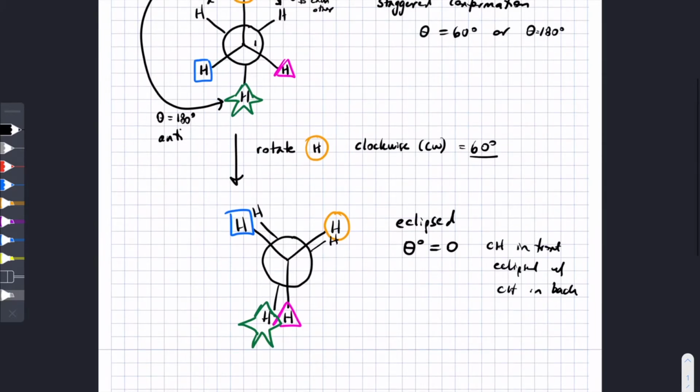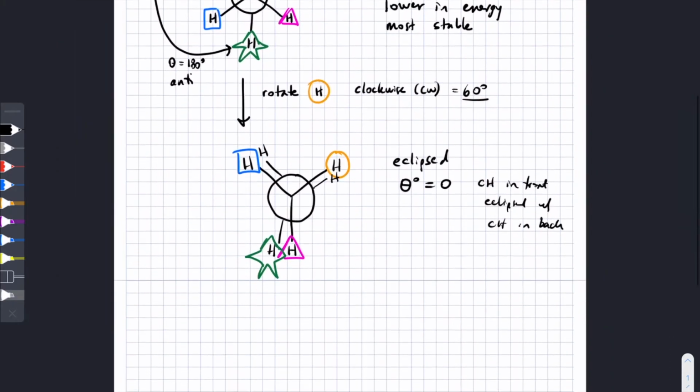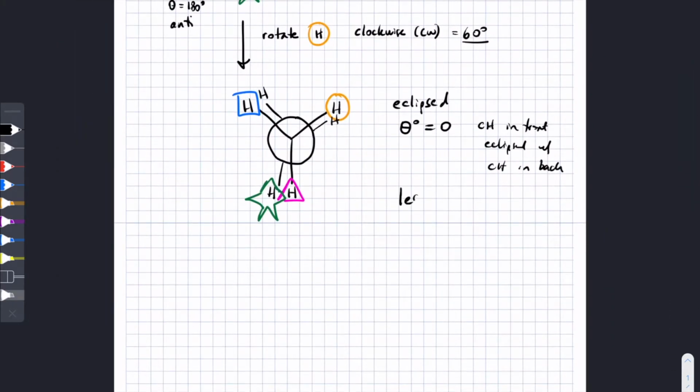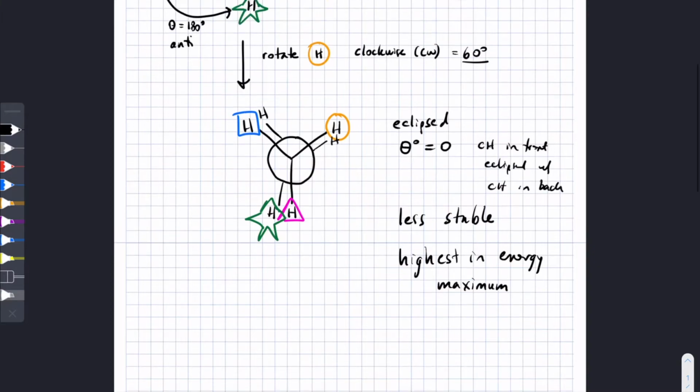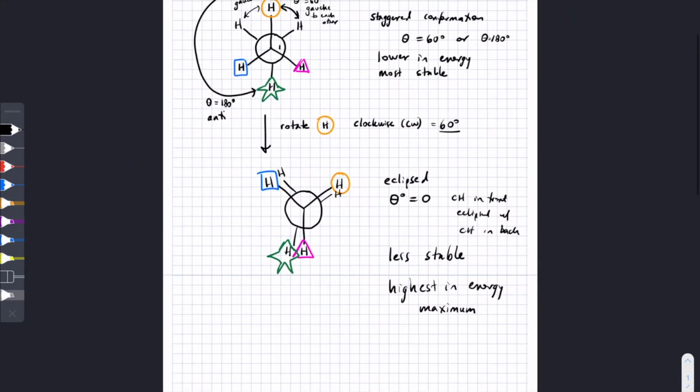We've said and noted through that movie that the staggered conformation is actually lower in energy. It occupies the bottom of a potential energy well. It's the most stable conformation available to ethane. The eclipsed conformation is less stable. It is highest in energy, an energy maximum on the potential energy diagram, which we're going to draw soon. You're going to see that the eclipsed conformation is the top of a hill, or a transition state, in between two different staggered conformations.